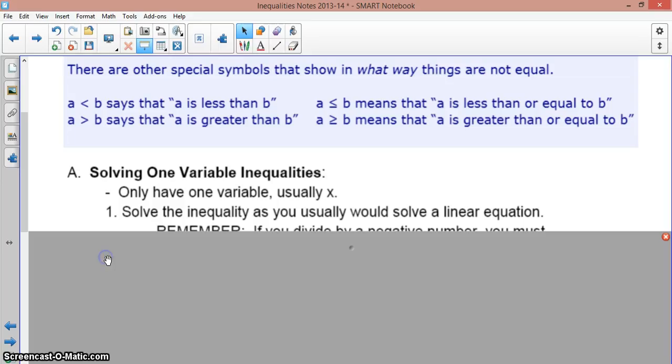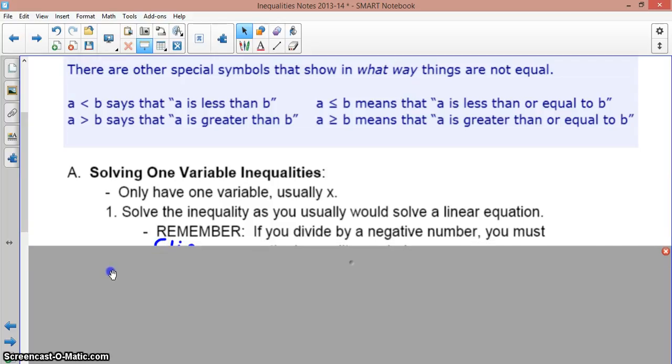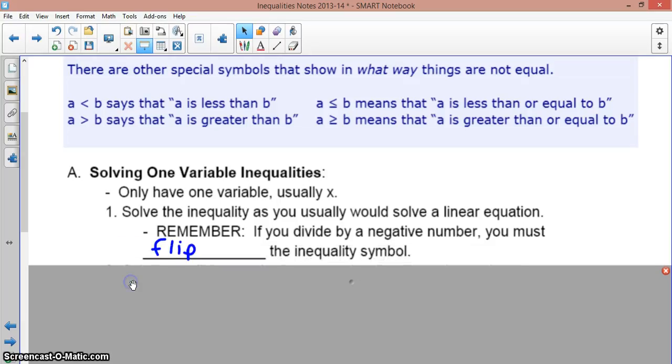Alright, so if you only have one variable and they're an inequality, we call them one variable inequalities, and usually the only variable is an x. So you're going to solve the inequality as you would usually solve a regular linear equation. So you'd have to get all the x's on one side and all the numbers on the other. One key is that if you divide by a negative number, you must flip that inequality symbol. That's something you must remember.